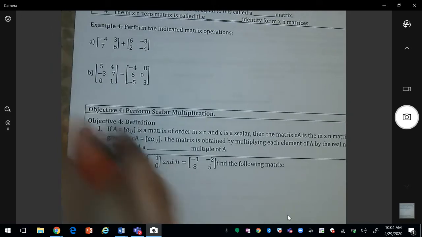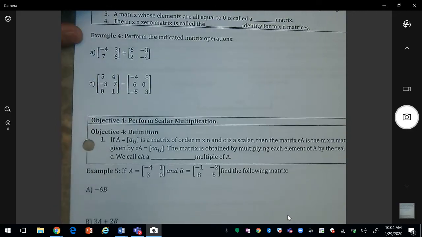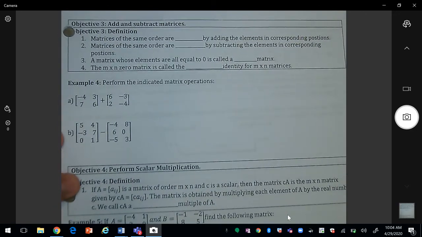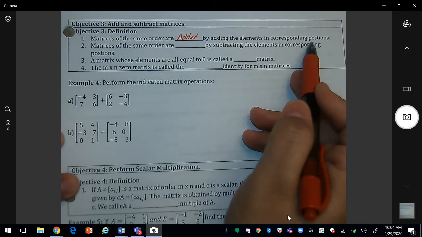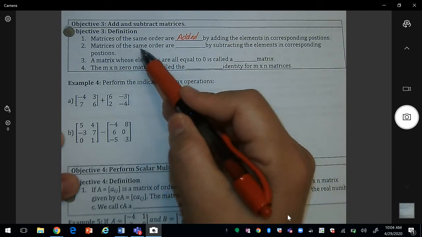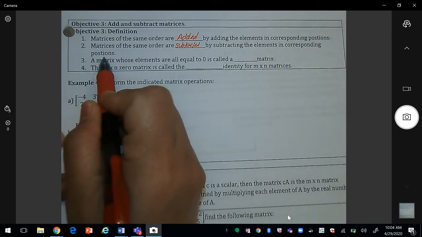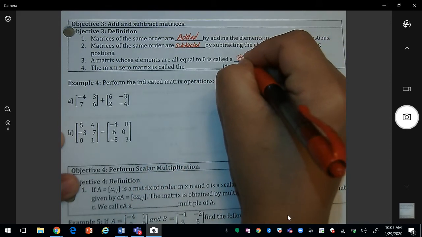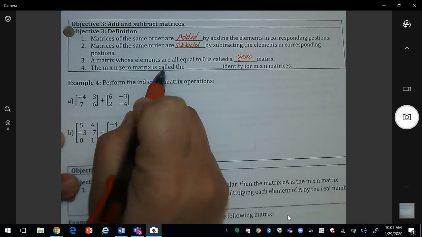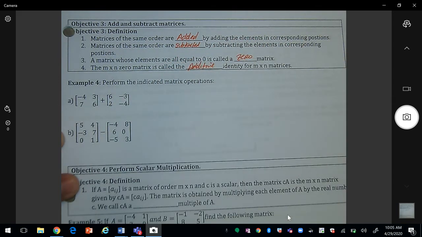Okay, so now we want to add and subtract matrices. To add two matrices, the order of the matrices has to be the same. Matrices of the same order are added by adding the elements in the corresponding positions. Matrices of the same order are subtracted by subtracting the elements in the corresponding positions. A matrix whose elements are all equal to 0 is called a zero matrix, and the m by n zero matrix is called the additive identity for m by n matrices.